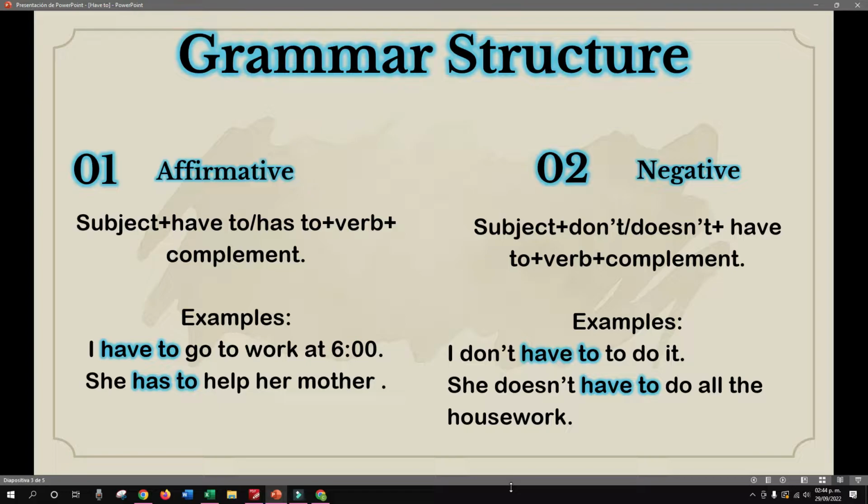Si ustedes se recuerdan cuando estudiamos el presente simple, ustedes tenían que colocar el verbo siempre en su forma base. Entonces, en este caso ya no voy a utilizar has to, sino que have to y luego el verbo principal. ¿Cuál sería el verbo principal acá? Do. Yes? So, she doesn't have to do all the housework, right?